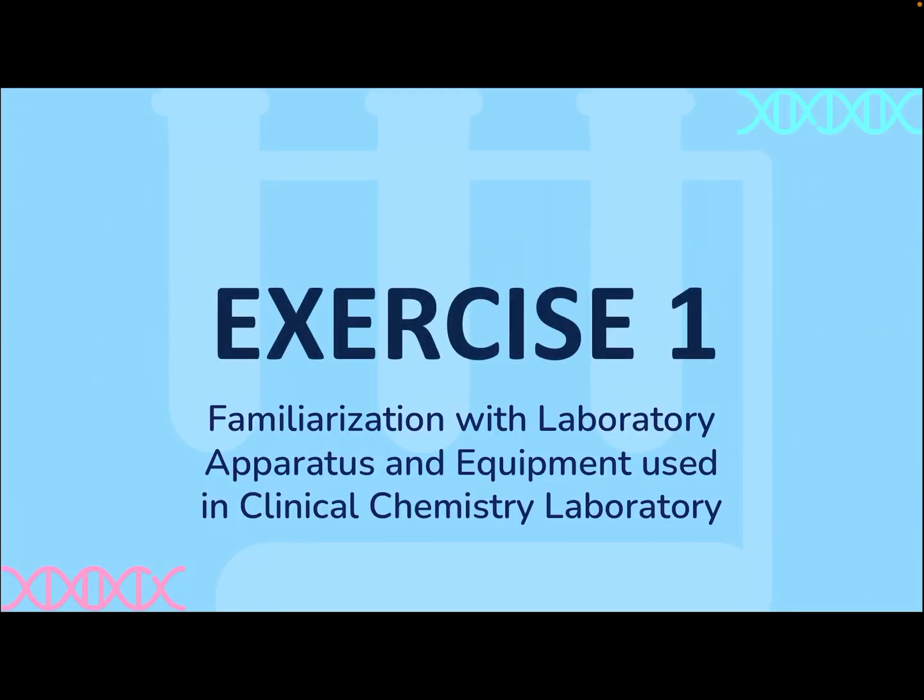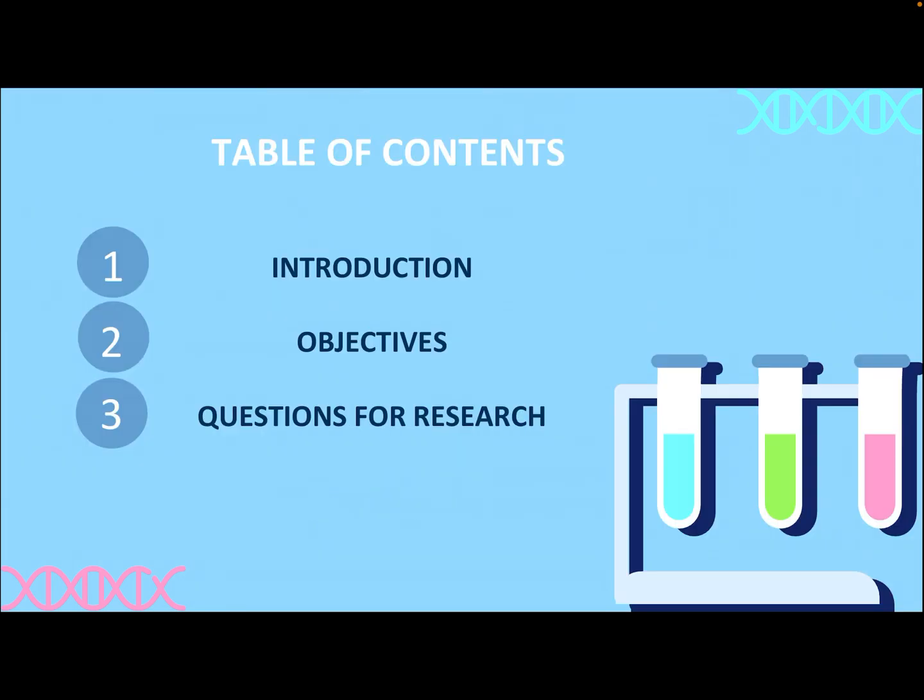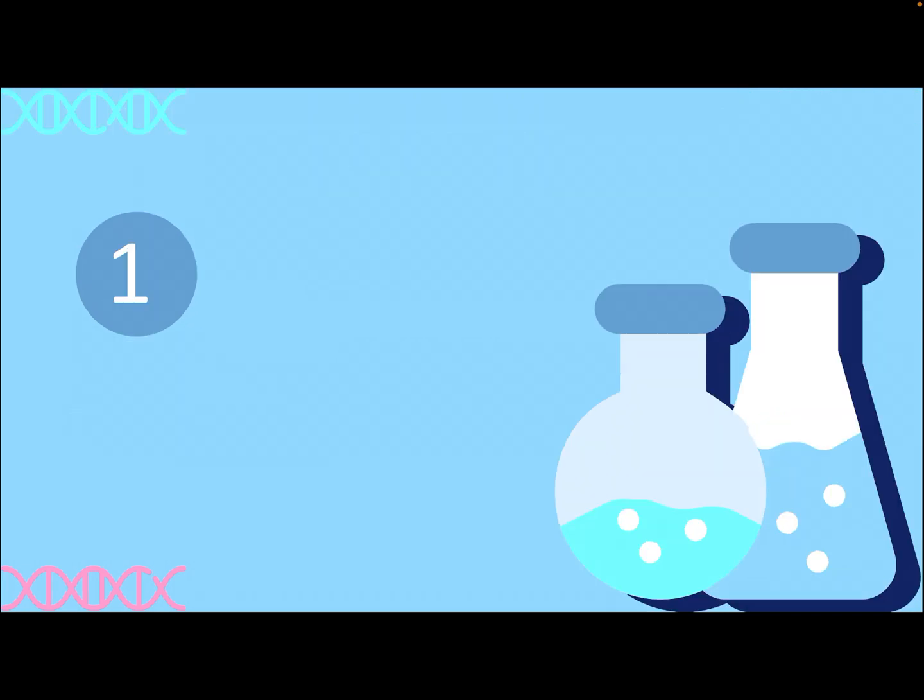So we start off with exercise 1, which is the familiarization with laboratory apparatus and equipment used in clinical chemistry laboratory. For the table of contents, we have introduction, objectives, and questions for research.